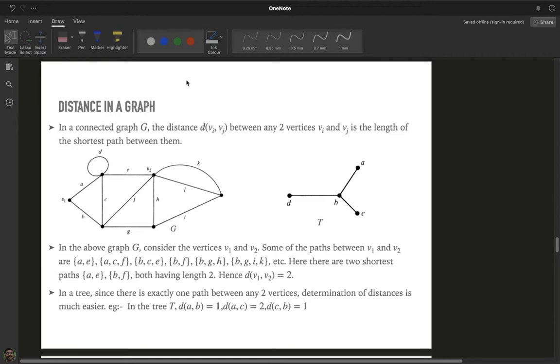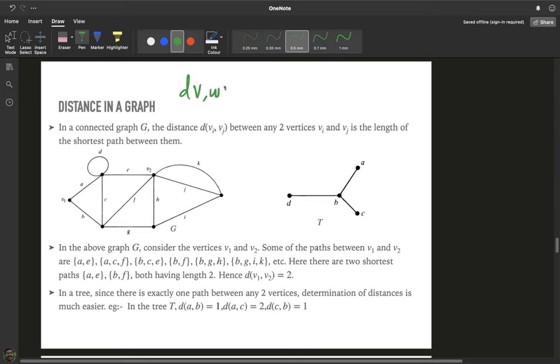Okay, so we'll denote the distance by the symbol d. So basically the distance between any two vertices, maybe v comma w, will be the length of the shortest path between them. Okay, for example, if you look at this graph.